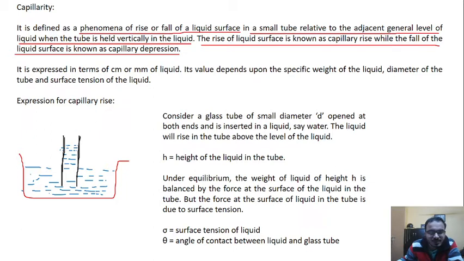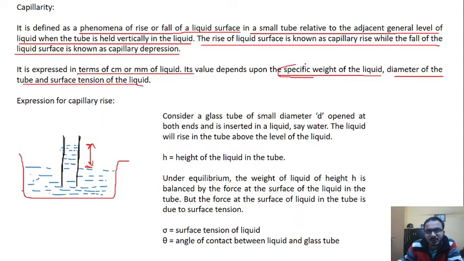So this is known as capillary rise, and in some fluids this will be below the general level of liquid in the whole vessel. So that will be known as capillary depression, and it is expressed in terms of cm or mm of liquid. That is, this will be expressed as cm or mm of liquid, and it depends on specific weight of liquid, diameter of tube, and surface tension of liquid.